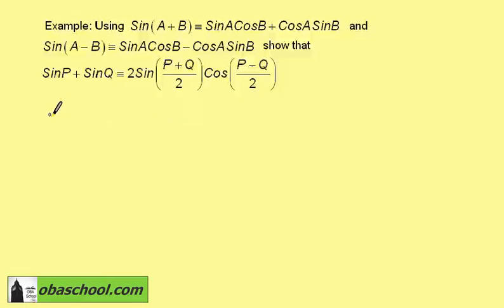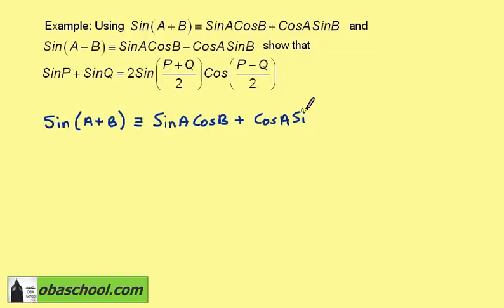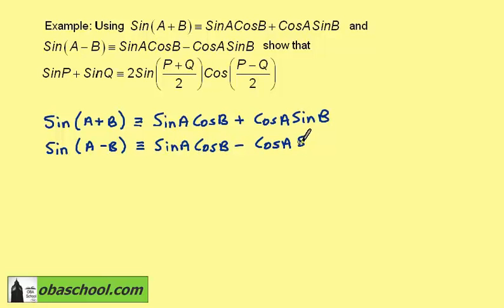So let's start with the compound angle formulae. We have the sine of A plus B is identical to sin A times cos B plus cos A times sin B. We have the sine of A minus B, and this is identical to sin A times cos B, take away cos A times sin B.